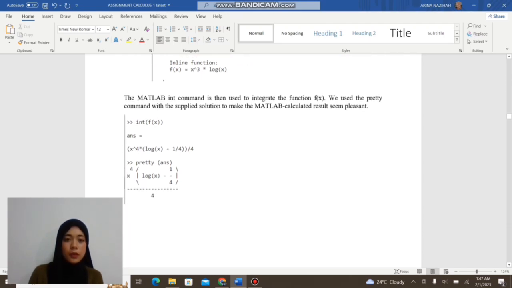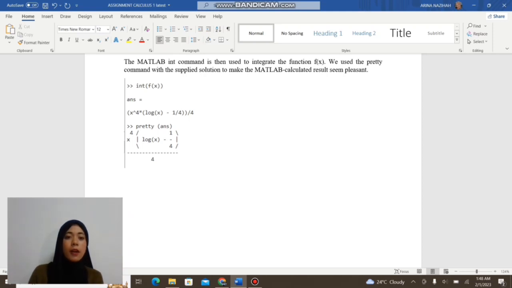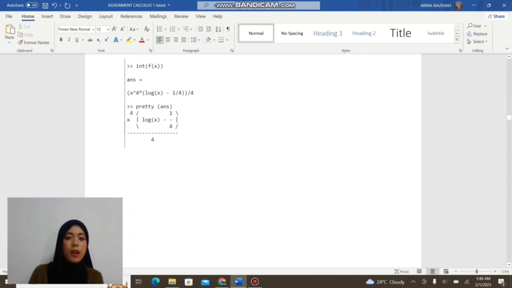We continue with the Matlab int command, which is then used to integrate the function f of x. We use the pretty command with the supplied solution to make the Matlab calculated result simpler to read. This is int f bracket x close bracket, and the answer is x to the power of 4 times log x minus 1 over 4, close bracket, over 4. And the last one is pretty. The answer will show like this.